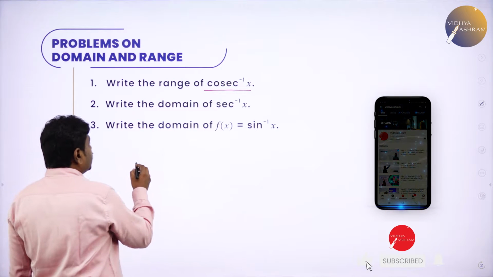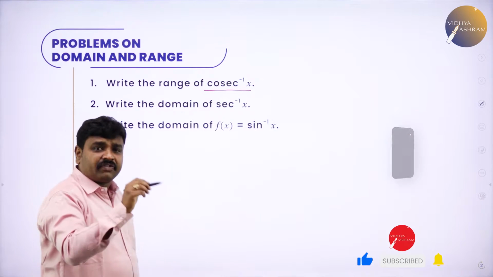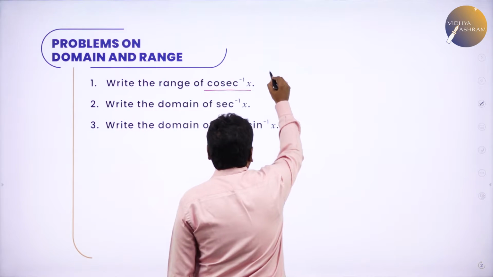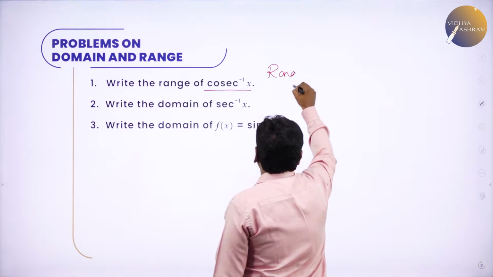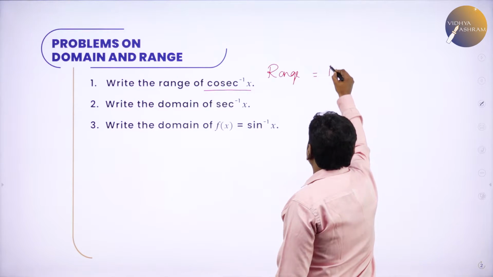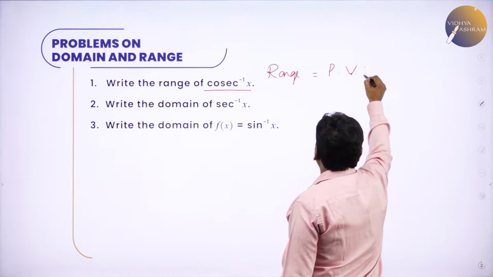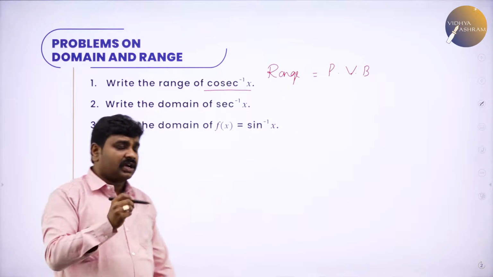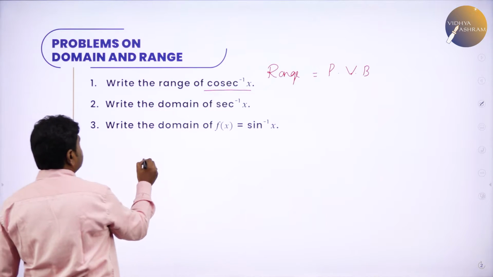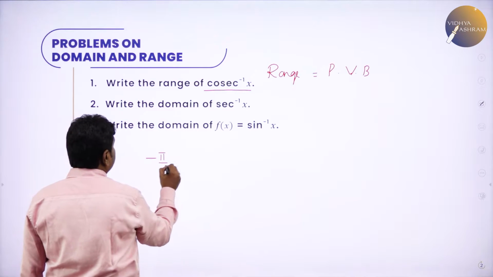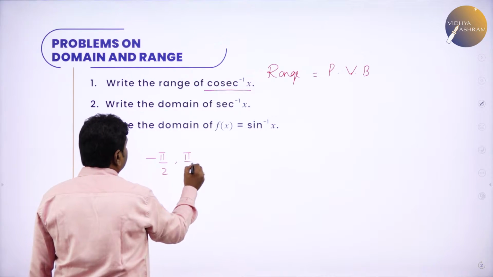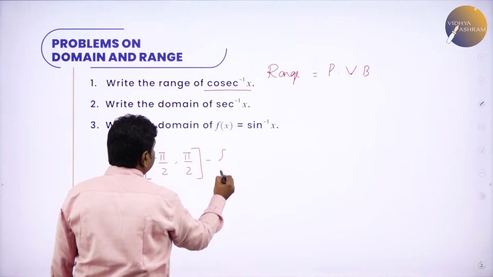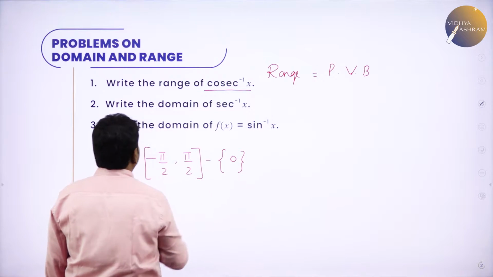You need the range of cosecant inverse x. All of you know range means range. Other name for range is what? Principal value branch. Sometimes they'll ask you to find the principal value branch. For cosecant inverse x, principal value branch or range is same as sine inverse x. For sine inverse x, it is what? Minus pi by 2 to pi by 2. But here cosecant 0 is not defined. Remove 0 from this. This is the range of cosecant inverse x.